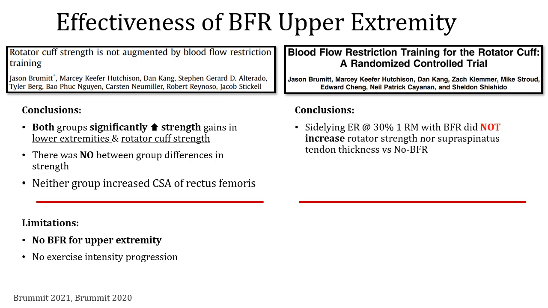Conclusion: sideline external rotation with BFR did not increase rotator cuff strength nor supraspinatus thickness versus no BFR. Both groups did improve, but the single exercise of rotator cuff targeting exercises proximal to the cuff, right?